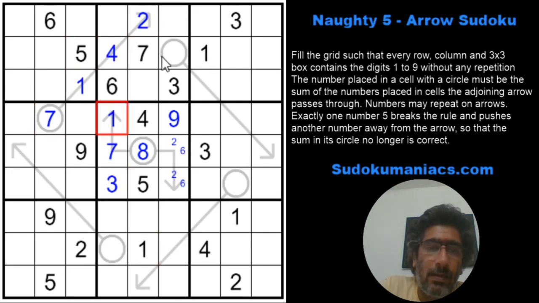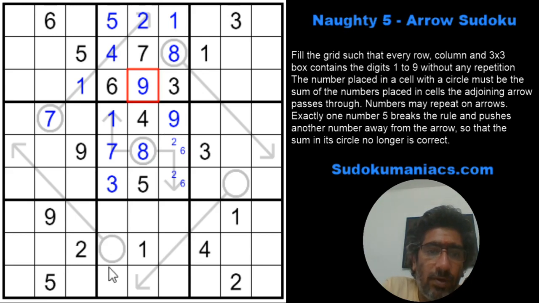1, 1, 1 can never be on the circle. That's my 1. 5 cannot be here, 5 cannot be here because of this. So the 5 is here, 8 and 9. So some progress, but yet we don't know which is the incorrect arrow out of the remaining 3.